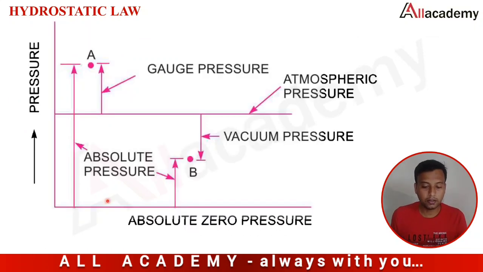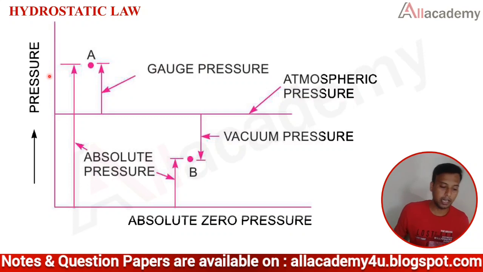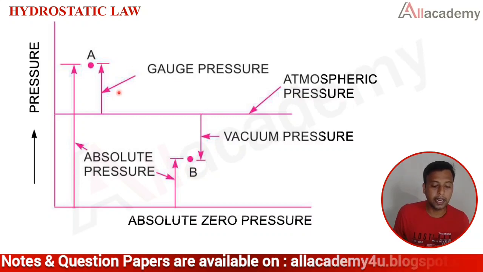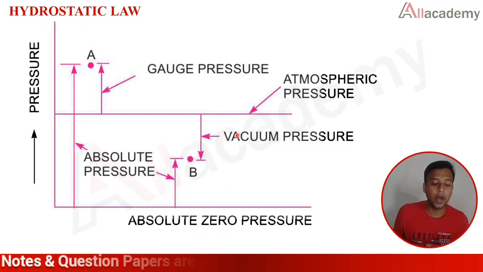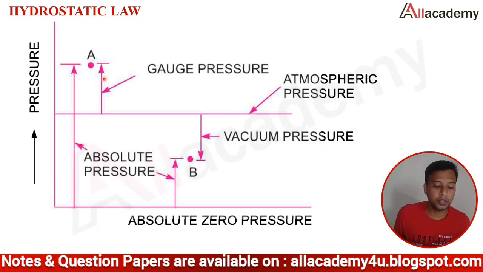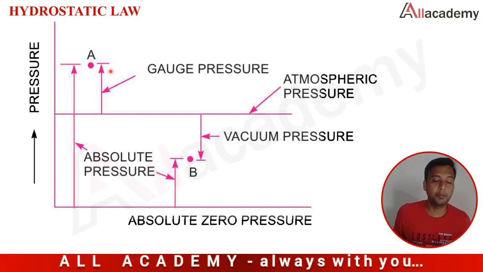Now all these pressures can be shown on a pressure scale. This is the pressure axis, and this line is absolute zero. This point is the absolute pressure. This is the gauge pressure, with atmospheric pressure taken as the reference. The pressure below the atmospheric pressure is the vacuum pressure, and the pressure above the atmospheric pressure is the absolute pressure. The pressure measured by taking atmospheric pressure as the reference is called gauge pressure.